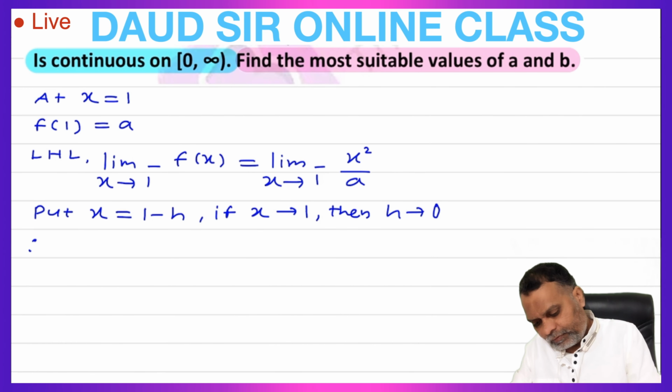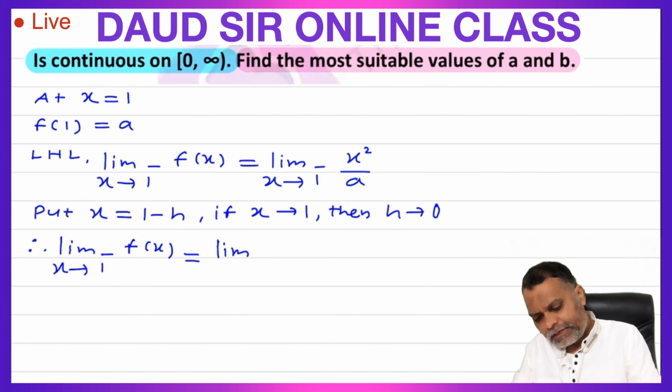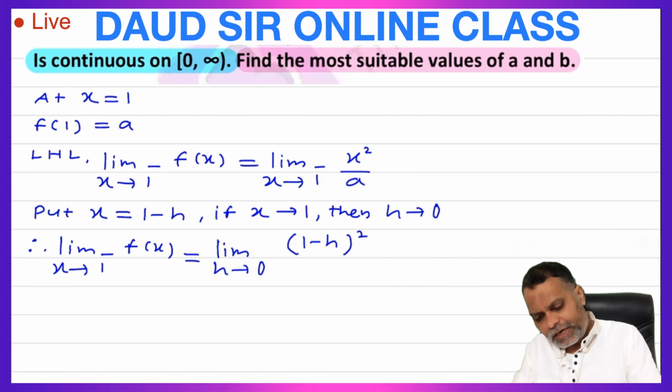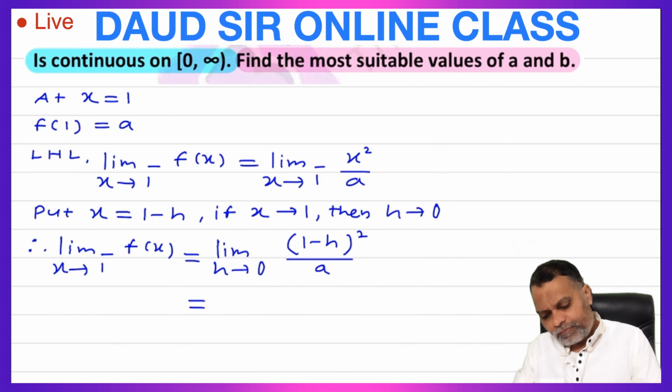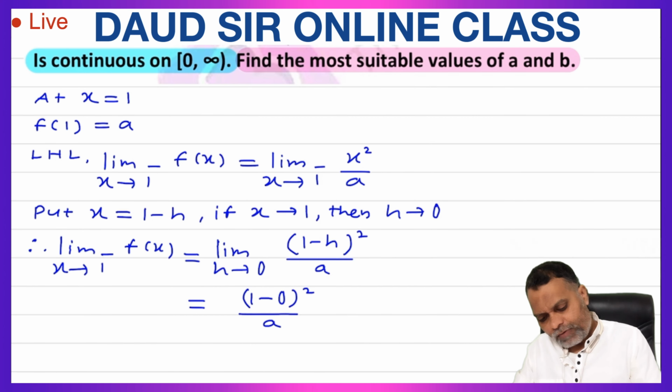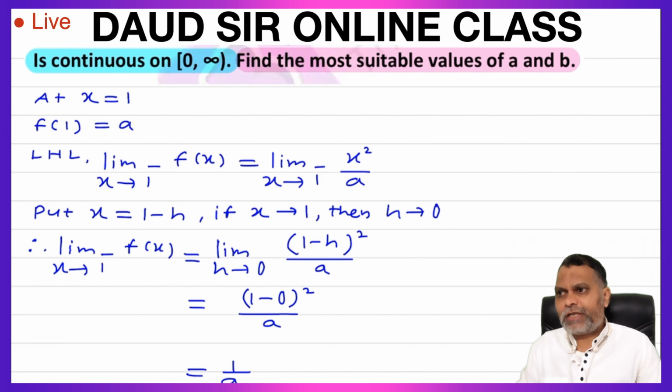Therefore, left hand limit will become limit x tends to 1 minus f of x is equal to limit h tends to 0, x square, put x is equal to 1 minus h whole square upon a. Put h is equal to 0, so 1 minus 0 whole square upon a, 1 square is 1, so 1 upon a. So this is left hand limit.